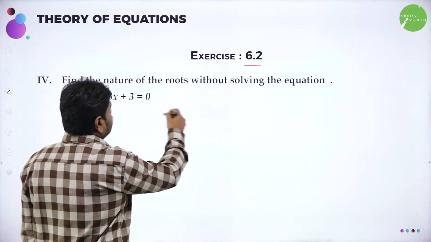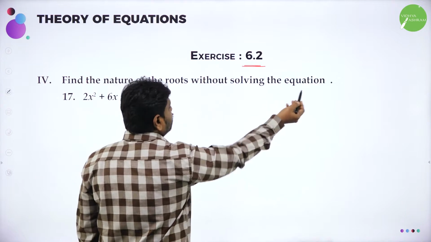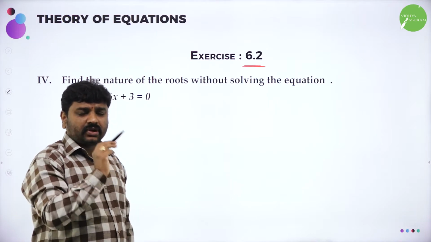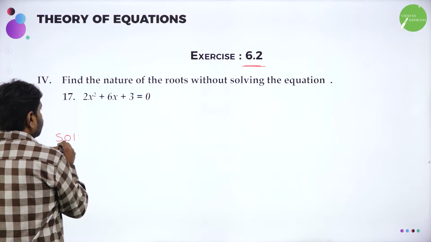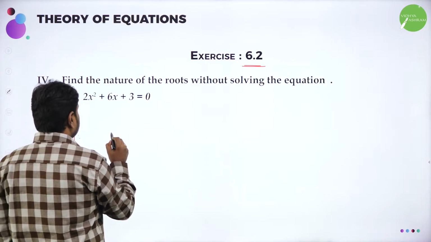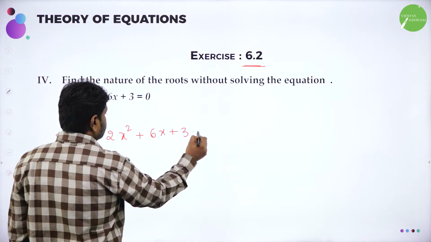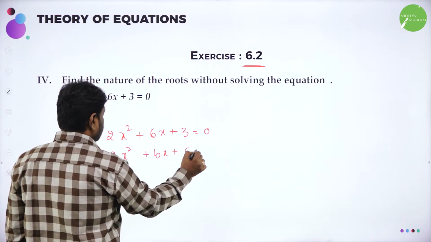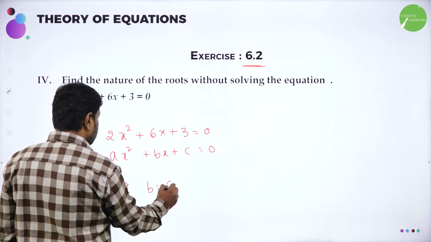Now, we'll go to the problem of exercise 6.2. Find the nature of roots without solving the equation. Means you should not solve the equation, you should not find the roots, just without solving means you should find discriminant. So we will not solve it completely. What we'll do? We'll not find the roots, but we'll find discriminant. So now here the given equation 2x square plus 6x plus 3 equal to 0. Compare it with what? Ax square plus bx plus c equal to 0.